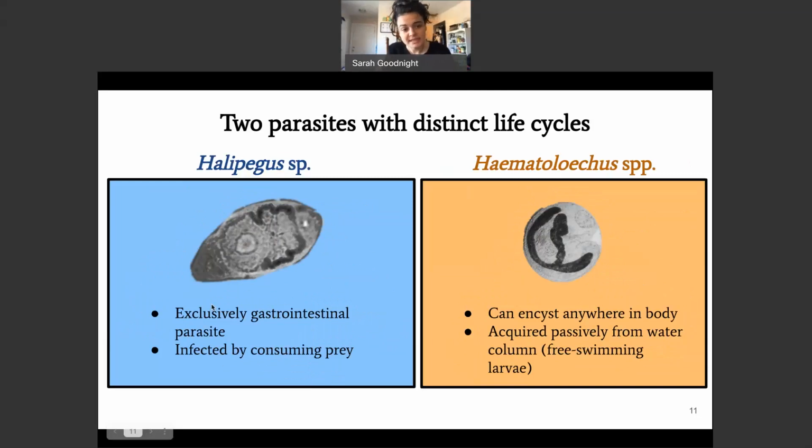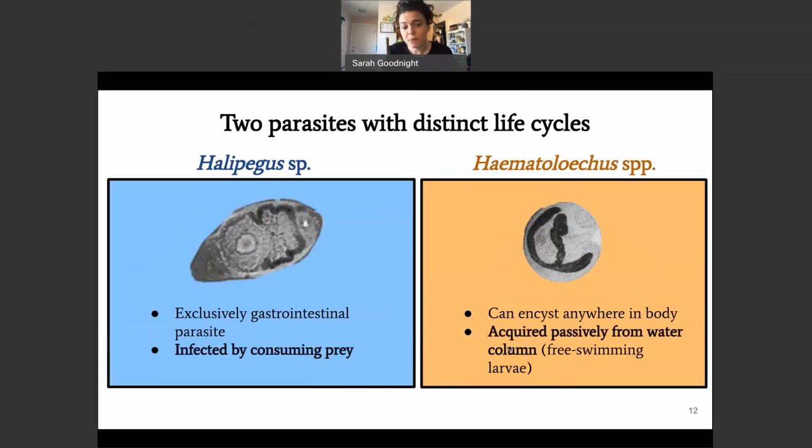So Halipegus is exclusively a gastrointestinal parasite because dragonflies become infected with this parasite by consuming infected prey or zooplankton. Haematoloechus, in contrast, is much more cosmopolitan. It can encyst or attach anywhere on or in the body of the dragonfly because Haematoloechus is acquired more passively from the water column, from free-swimming parasite larvae in the water.